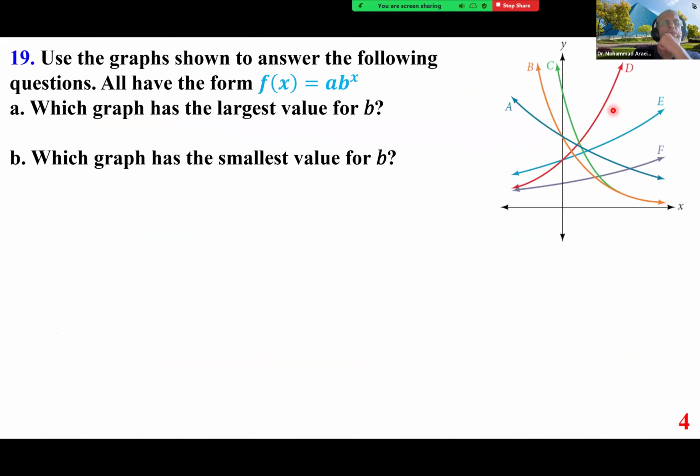Use the graphs shown to answer the following question. All have the format f of x equals a b to the power of x. Which graph has the largest value of b? Which one has the smallest value of b?